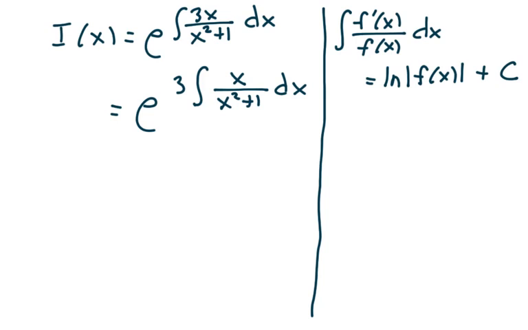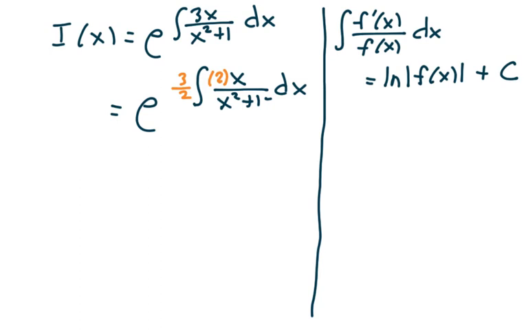The derivative of x squared plus 1 is 2x. And so notice how we're missing a 2. So I'm going to put that in. But you can't just put in a 2 without dividing by 2. And so what I need to do is multiply this integral by 3 over 2. And now I'm in perfect position.